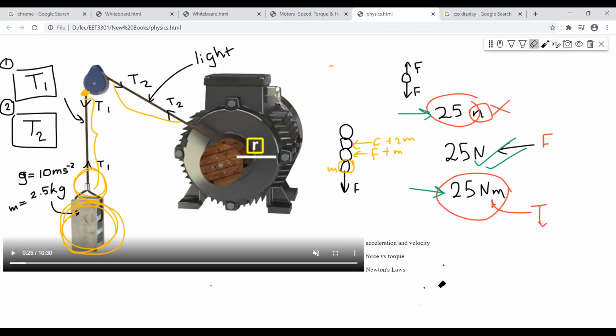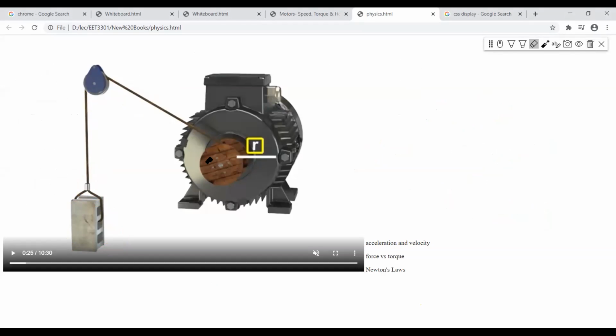So I think there is something in the chat box. Right, yeah. Now you get the idea. T2 is equal to T1, so it's going to be 25 newtons, right? So I'm going to erase everything and I'm going to focus on this section here.